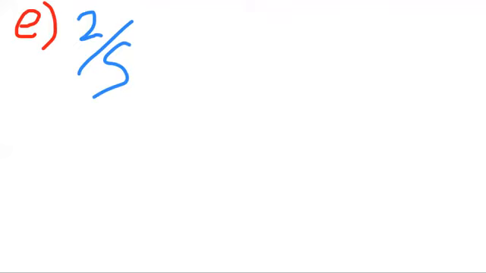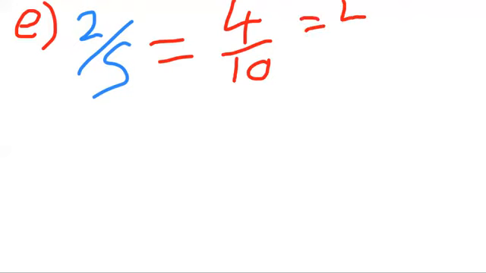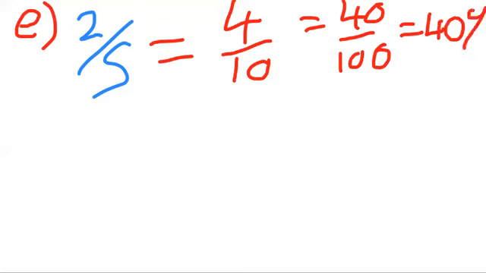So 2 out of 5 is 4 out of 10, if I'm not wrong. You multiply top and bottom by 2, then by 10, which gives 40 out of 100, which now is 40%. Just like that, just 40%.